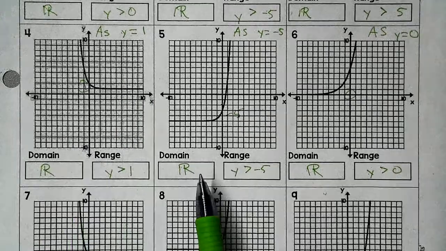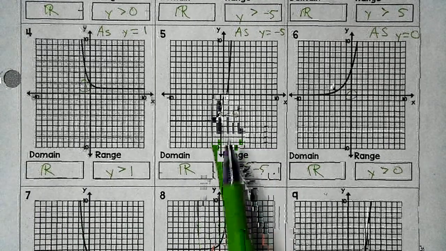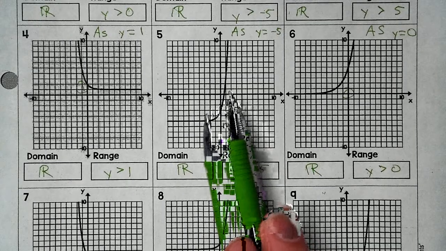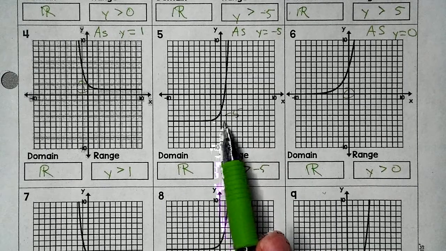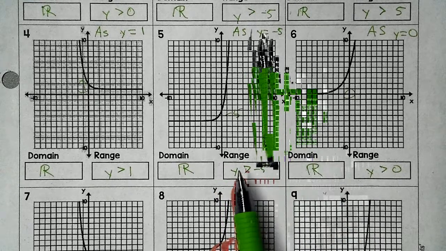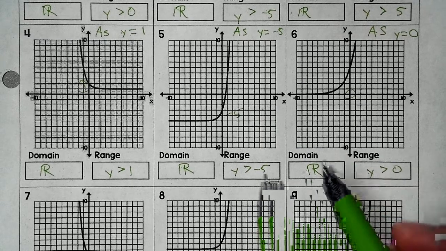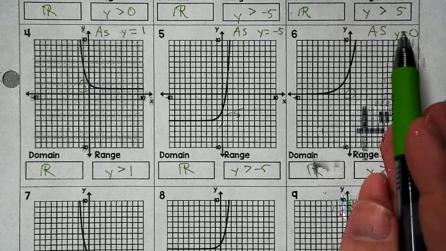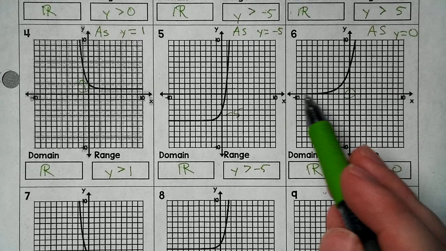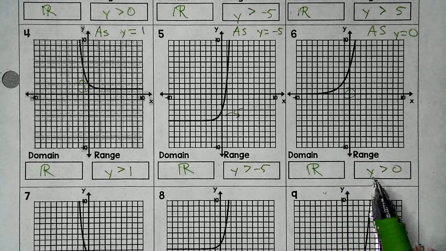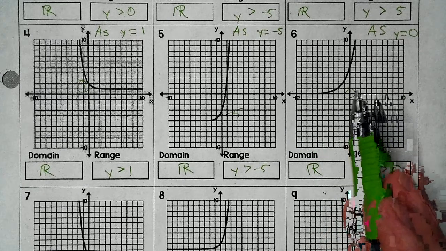Over here, domain is all real numbers. Range, asymptote there is at -5. So it's at y equals -5. And then for the range, y's are all greater than -5. Domain, all real numbers. Asymptote's at y equals 0 because it always approaches 0, never hits it. The y's are above, so they're greater than 0.